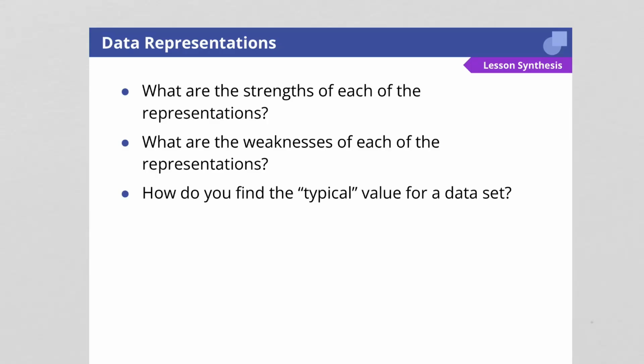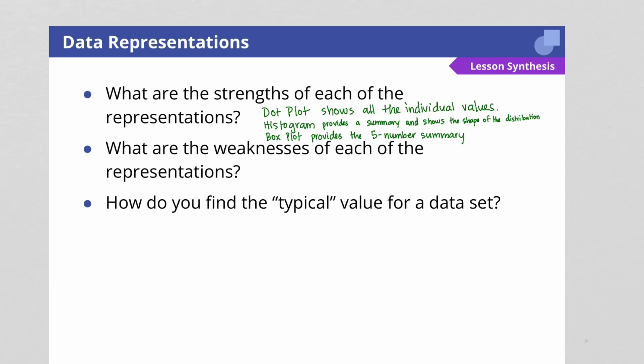What are the strengths of each of the representations? Now, we didn't do a dot plot of this, but for a dot plot, one of the strengths is that I can see all the values. Like I said, the dot plot shows all the individual values. A histogram gives us a summary and shows us the shape of the distribution. The box plot provides us with that 5-number summary.